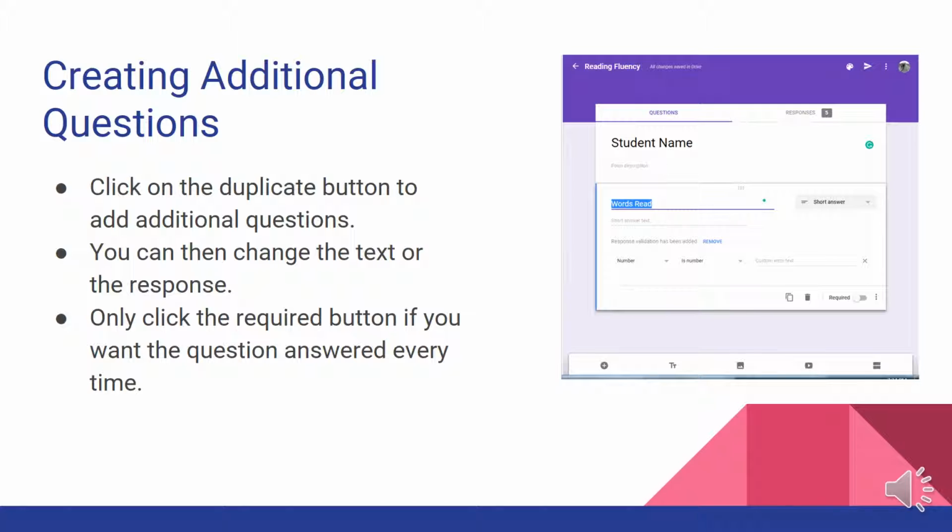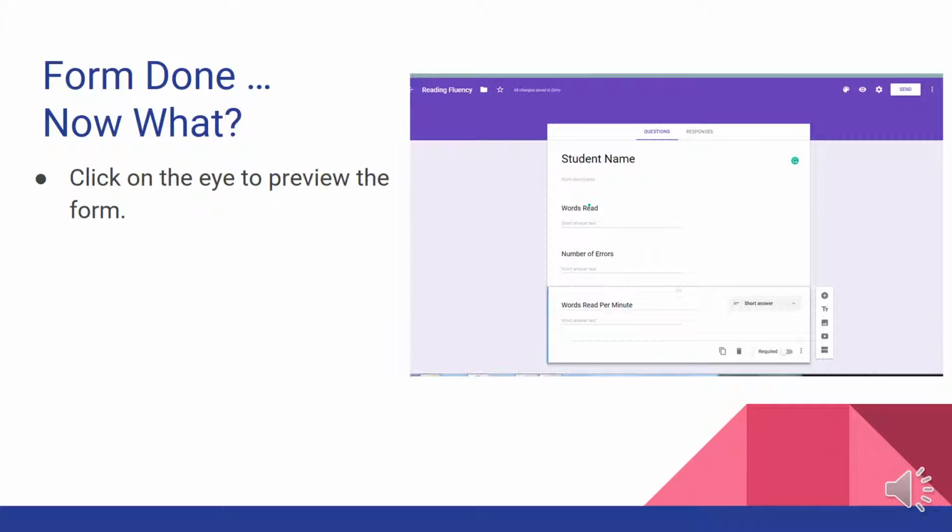To create additional questions, it's really simple. You just want to click on the duplicate button down here at the bottom, which then will create the same exact question, and you can go back in and change where it says words read to whatever new data you are going to collect. You can also click the required button, which means that you would have to answer every time. If you're collecting different types of data, I would not recommend this because you may not enter all the data at one time. Now my form is done.